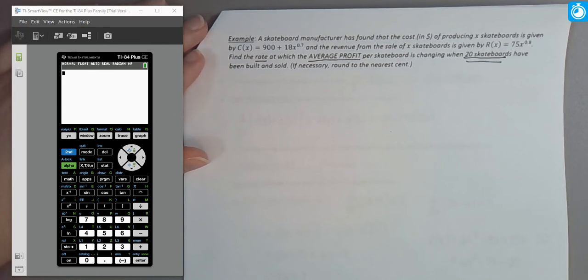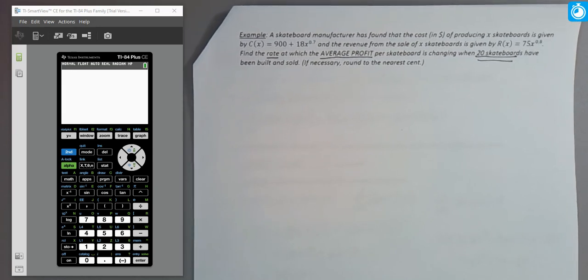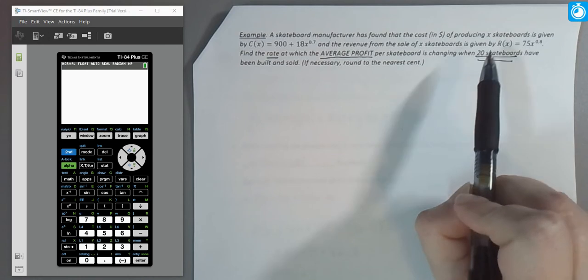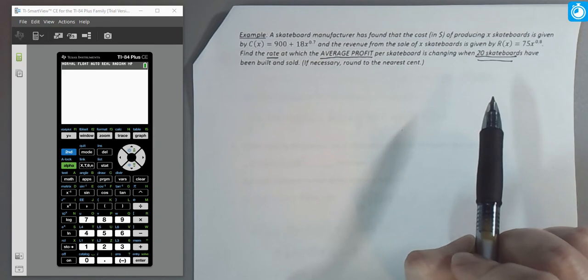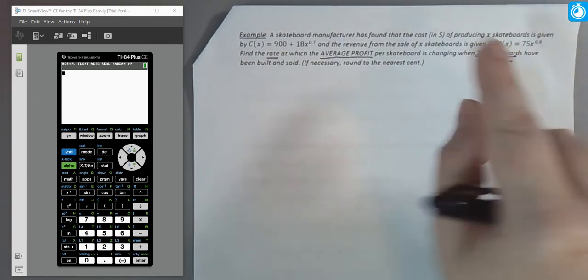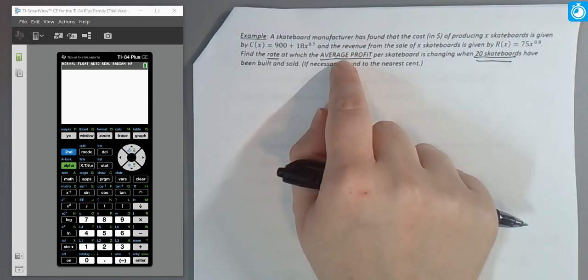What we want to determine is, based on our average profit, based on how much we make on average for each individual skateboard we make and sell, how fast is that profit changing? It could be decreasing, it could be increasing. How fast is that profit changing at the moment when we've produced and sold 20 skateboards? In other words, once we go from our 19th to our 20th and then our 20th to our 21st, at that single point, that single level of production, how is our average profit changing? Again, either increasing or decreasing.